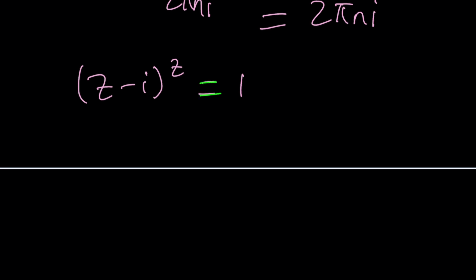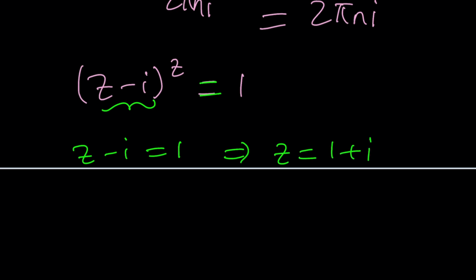Okay, so this is our equation, and how do we solve it in the simplest way possible? Like I said earlier, this can be 1. So if z minus i is 1, that means z is equal to 1 plus i. And there you go. We got a solution. Why? Because 1 plus i to the power... Wait a minute. I messed up. Okay, z is 1 plus i.